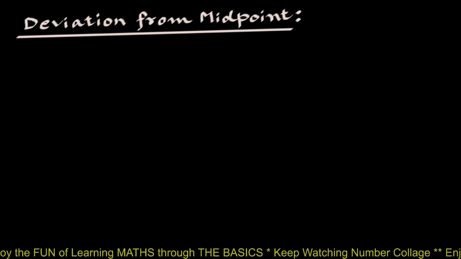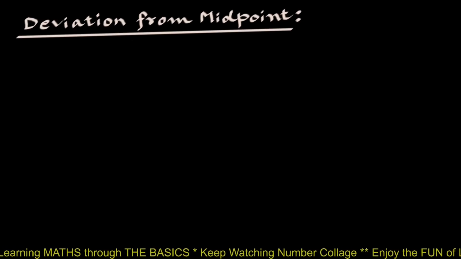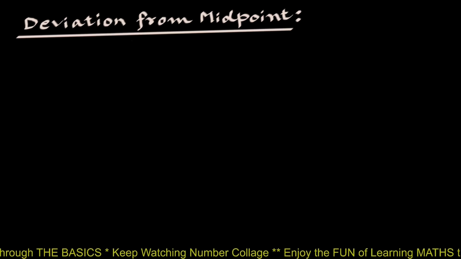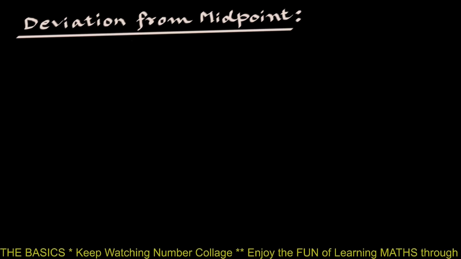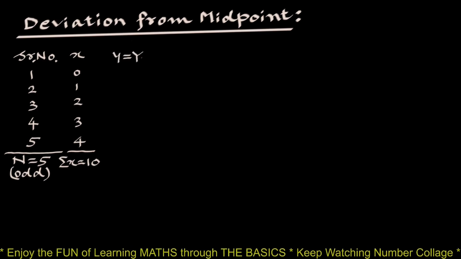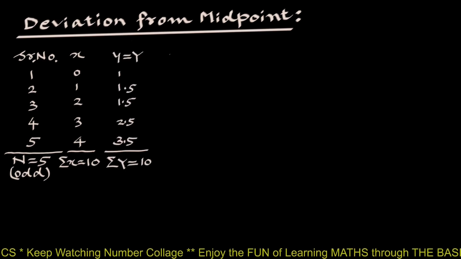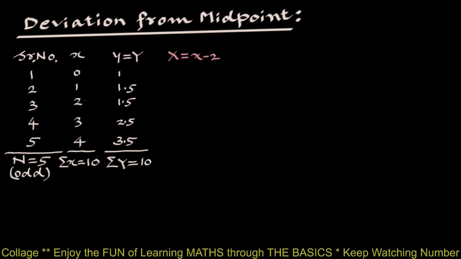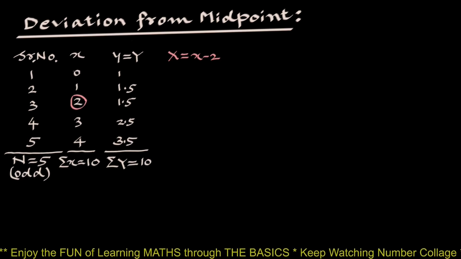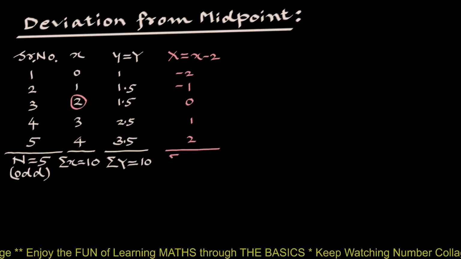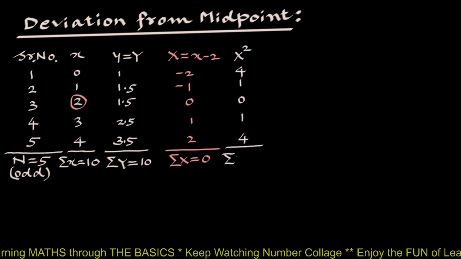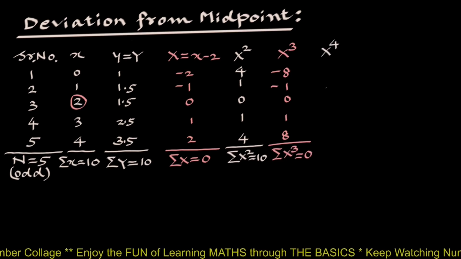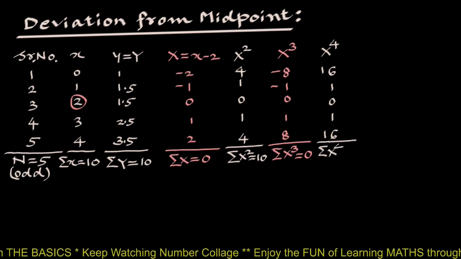We will solve a similar problem by the deviation method, where the deviations are taken from the midpoint. First, we prepare the table from the given values of x and y as follows. Corresponding values of y, which we represent by capital Y. Next column is the deviation from the midpoint, capital X equals small x minus 2. Here 2 is the midpoint of the values of x. We get summation capital X equals 0, summation capital X cube is also 0, and summation capital X raised to 4 is 34.